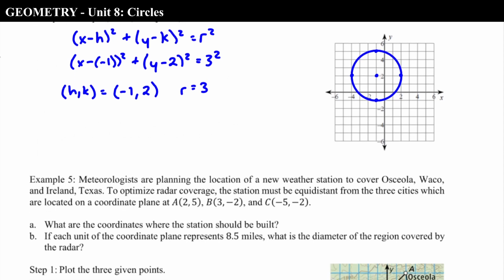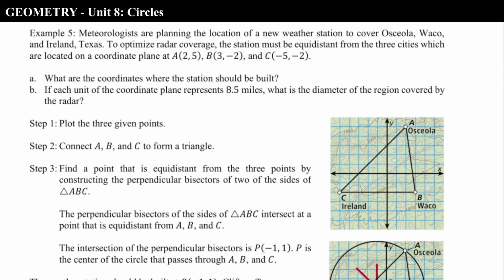All right, this last example is one that I'm just going to walk through because I want to show you a real world situation where we would use something like this. And we're going to use it by doing something called triangulation, okay? Meteorologists are planning the location of a new weather station to cover Osceola, Waco, and Ireland, Texas. To optimize radar coverage, the station must be equidistant from the 3 cities which are located on a coordinate plane at these points. So we want to know what are the coordinates where the station should be built, and if each unit of the coordinate plane represents 8.5 miles, what is the diameter of the region covered by the radar?